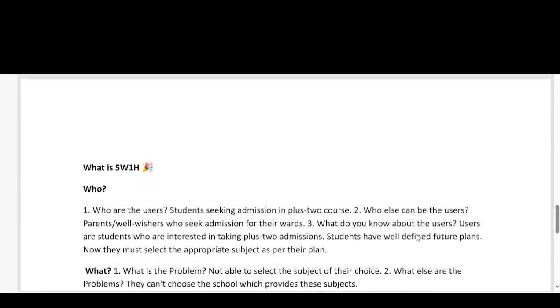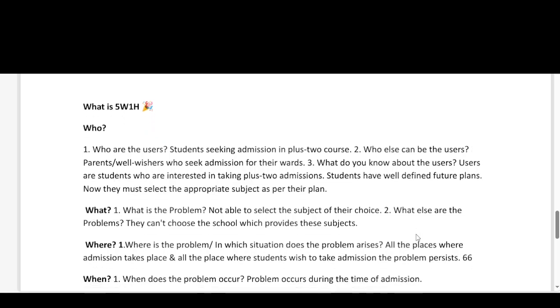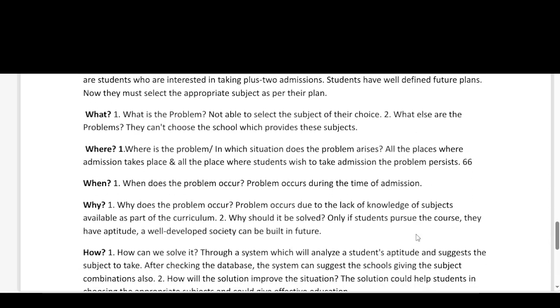What is 5W1H? First is who. Second is what, where, when, why, and the last one is how.